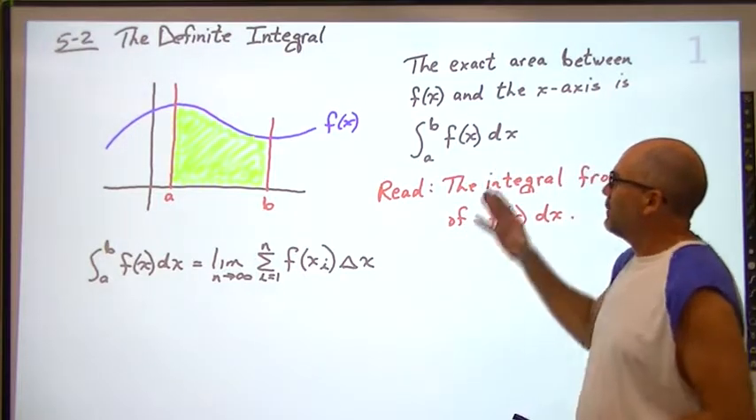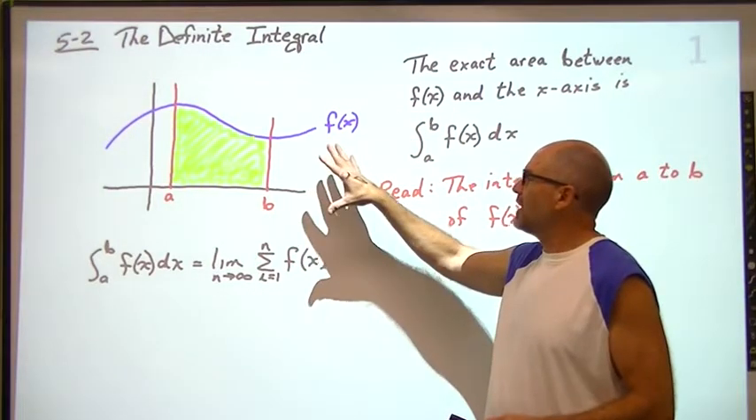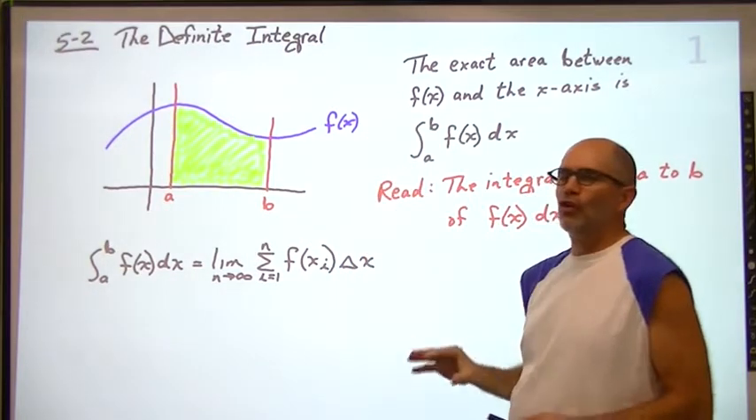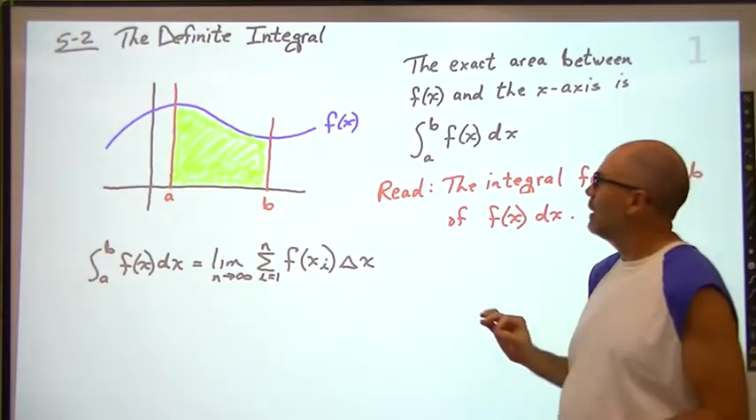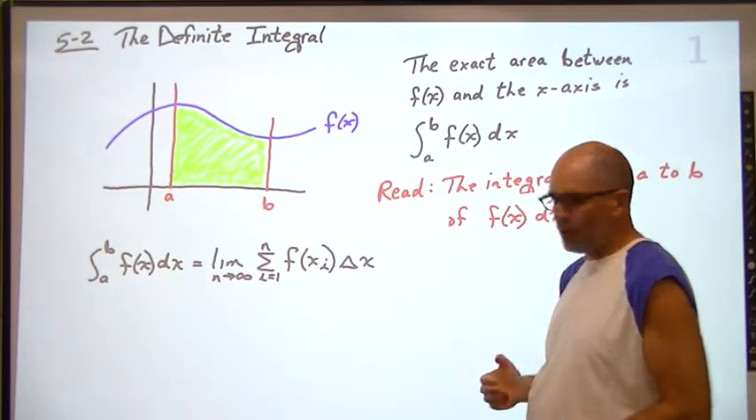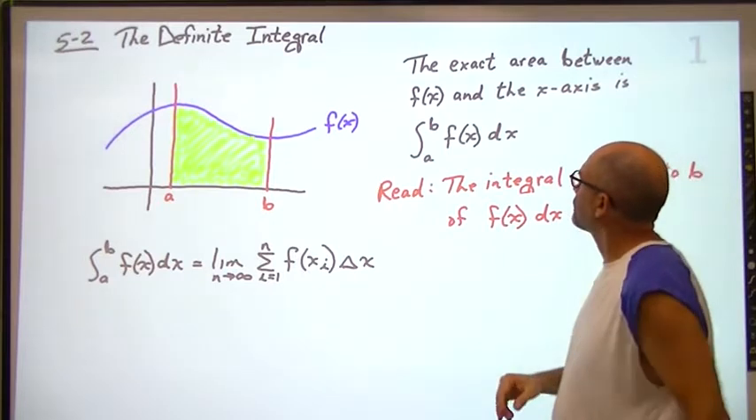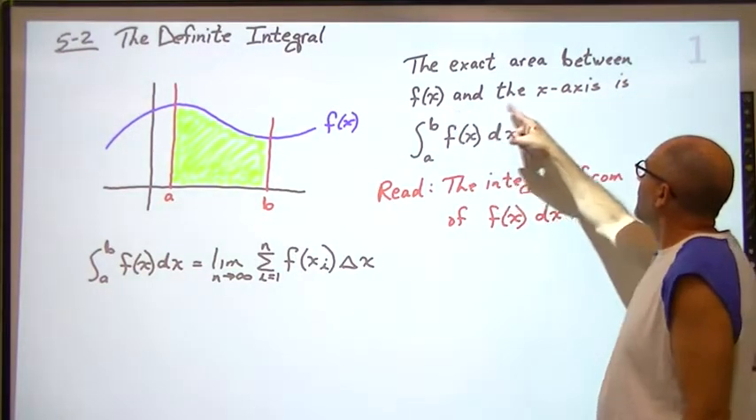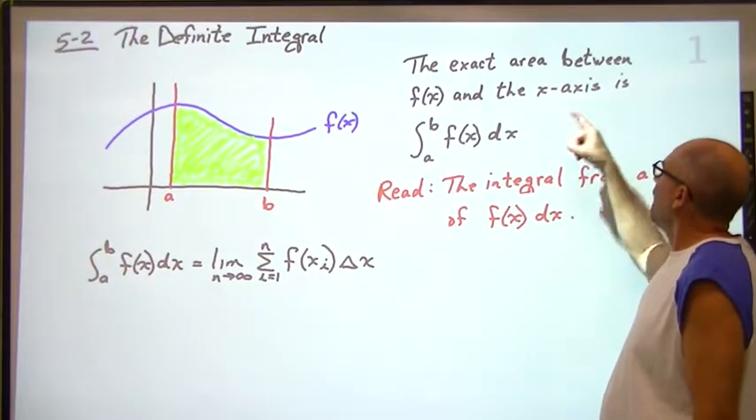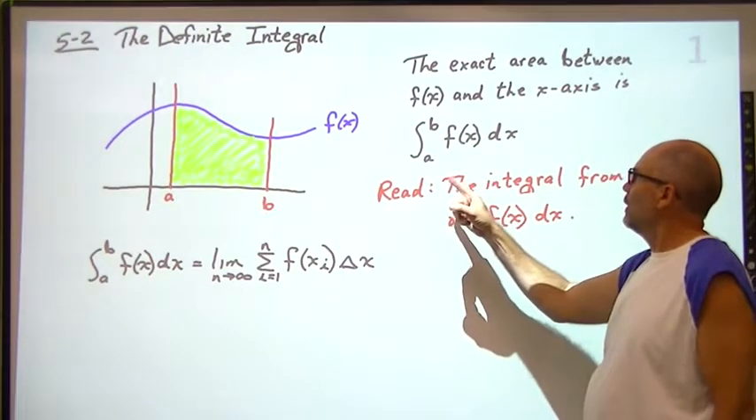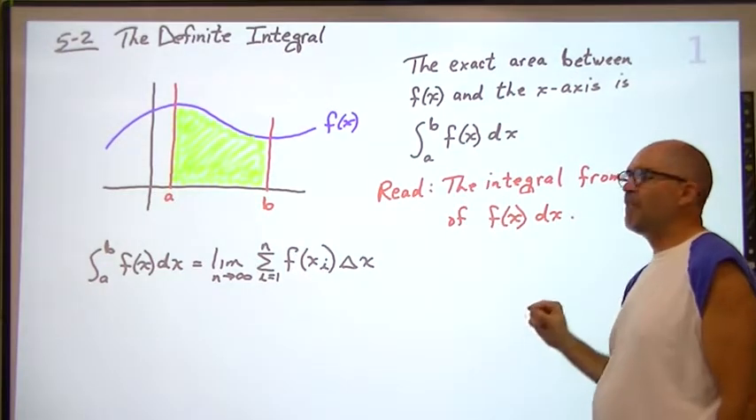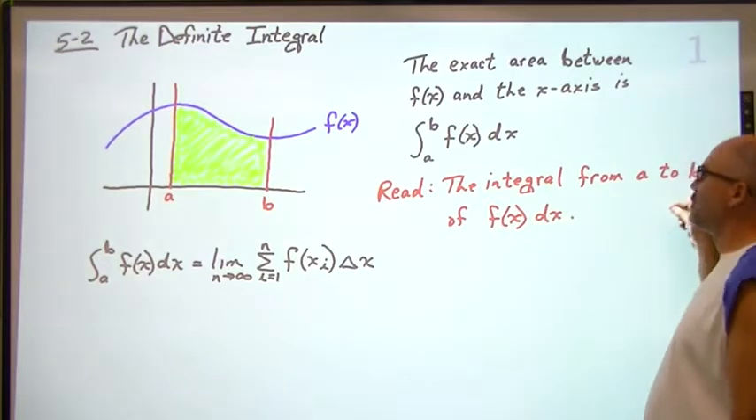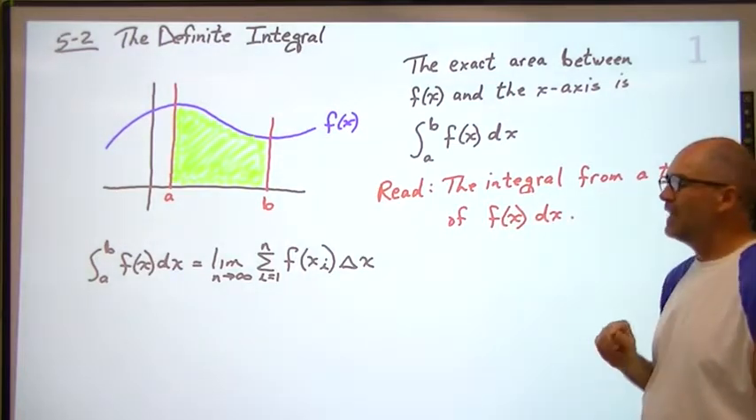We've been talking about this last section, that the area under a curve can be measured by the definite integral. So here's our notation. The exact area between f of x and the x-axis is the integral from a to b of f of x dx. The integral from a to b of f of x dx.